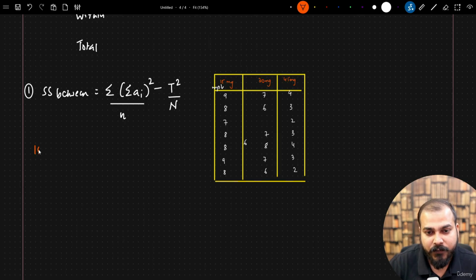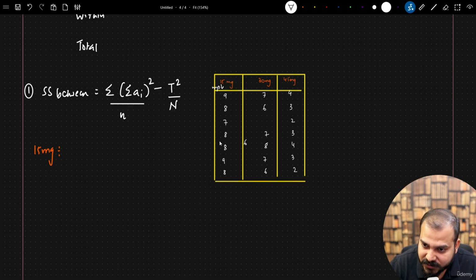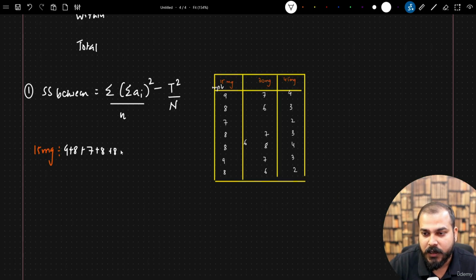First of all, we'll go ahead with 15 mg. With respect to 15 mg, the summation of A_i basically means I will sum this entire sample. So it will be nothing but 9 plus 8 plus 7 plus 8 plus 8 plus 9 plus 8. If I calculate, it is 24, 18, 32, so it will be somewhere around 57.